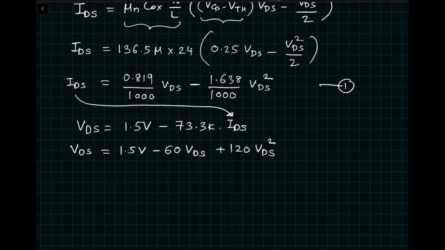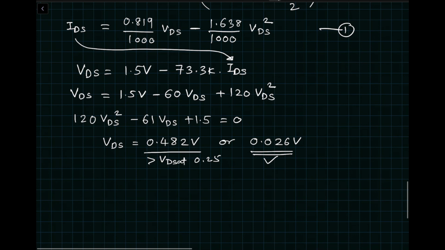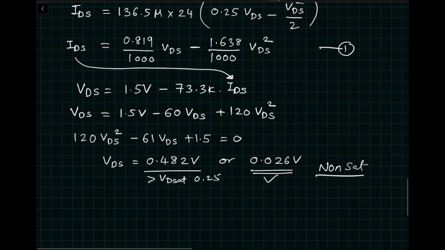So this should give you a quadratic equation and the two roots of this equation are going to be VDS is equal to 0.482 volts or 0.026 volts. So out of these two roots, if you choose this one, then we know that this is greater than VD sat of 0.25. So this is not a valid root. So this is the only possible solution for non-saturation region. And once we know this, we can calculate the current also using this equation.